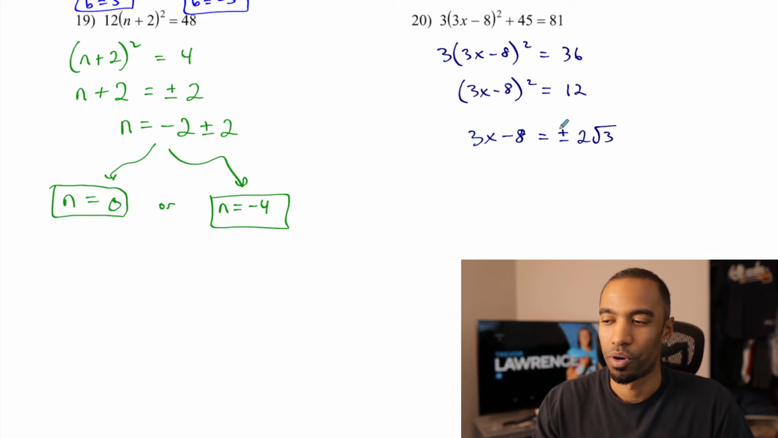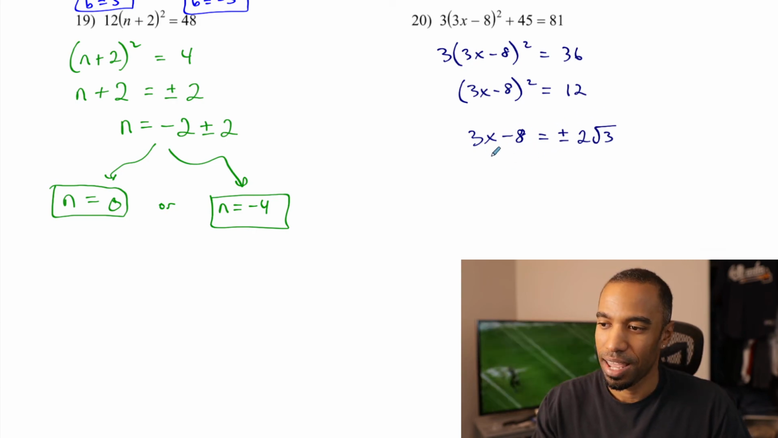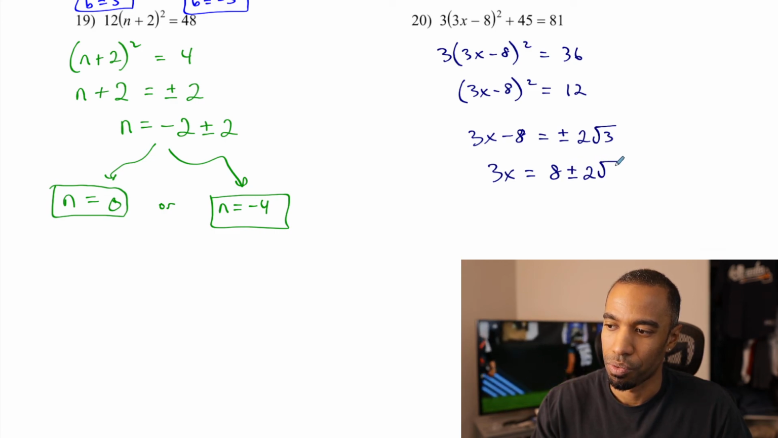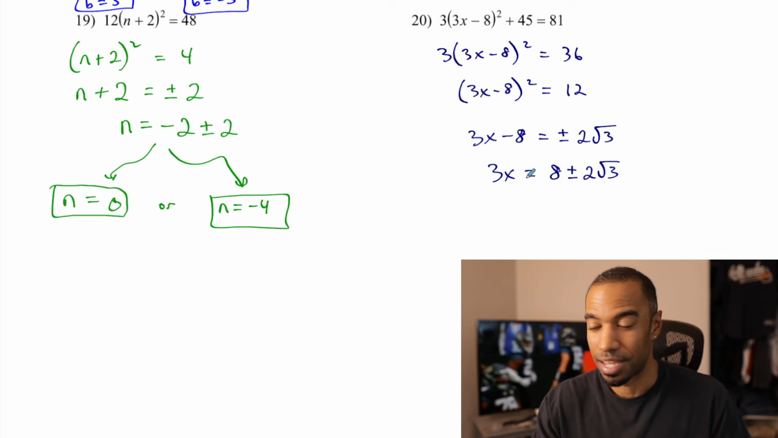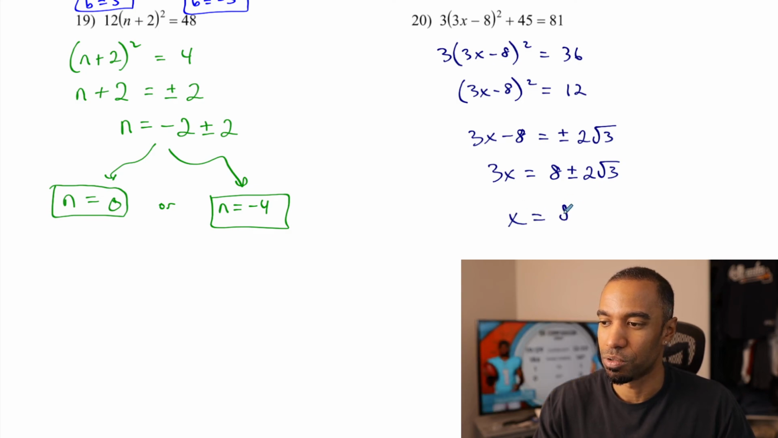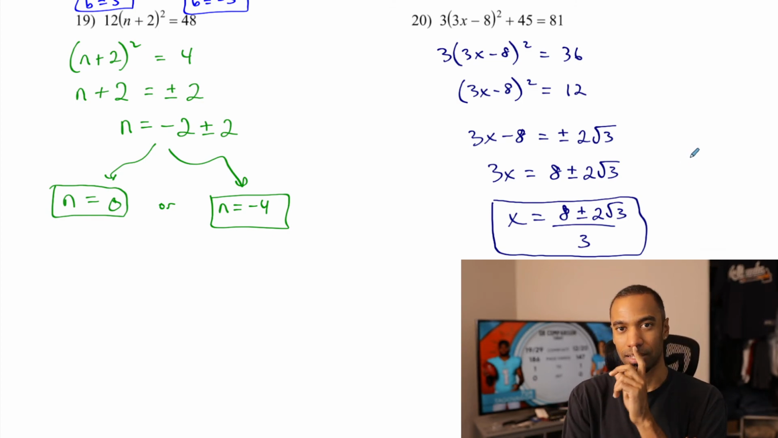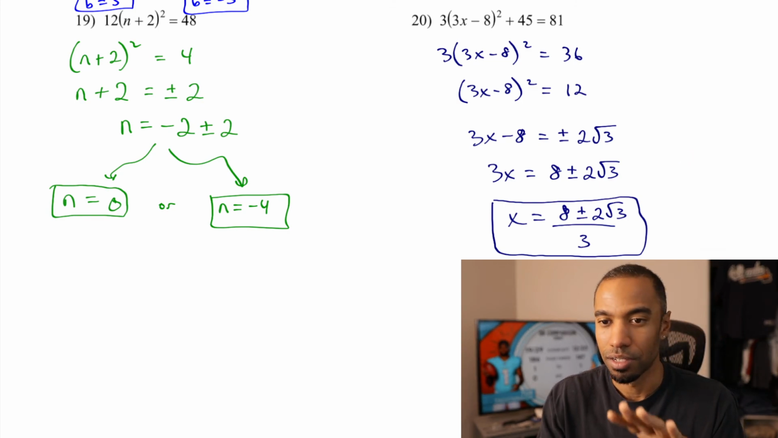All right, we got 2 more things to go here. I have to add 8 to both sides. 8 plus or minus 2 root 3. And then I divide both sides by 3. And I get x equals 8 plus or minus 2 root 3, all divided by 3. Once again, these would have been the Mr. Robinson go-to steps and things he, I guess, would have skipped along the way. And that's the final answer. Now, we are done.